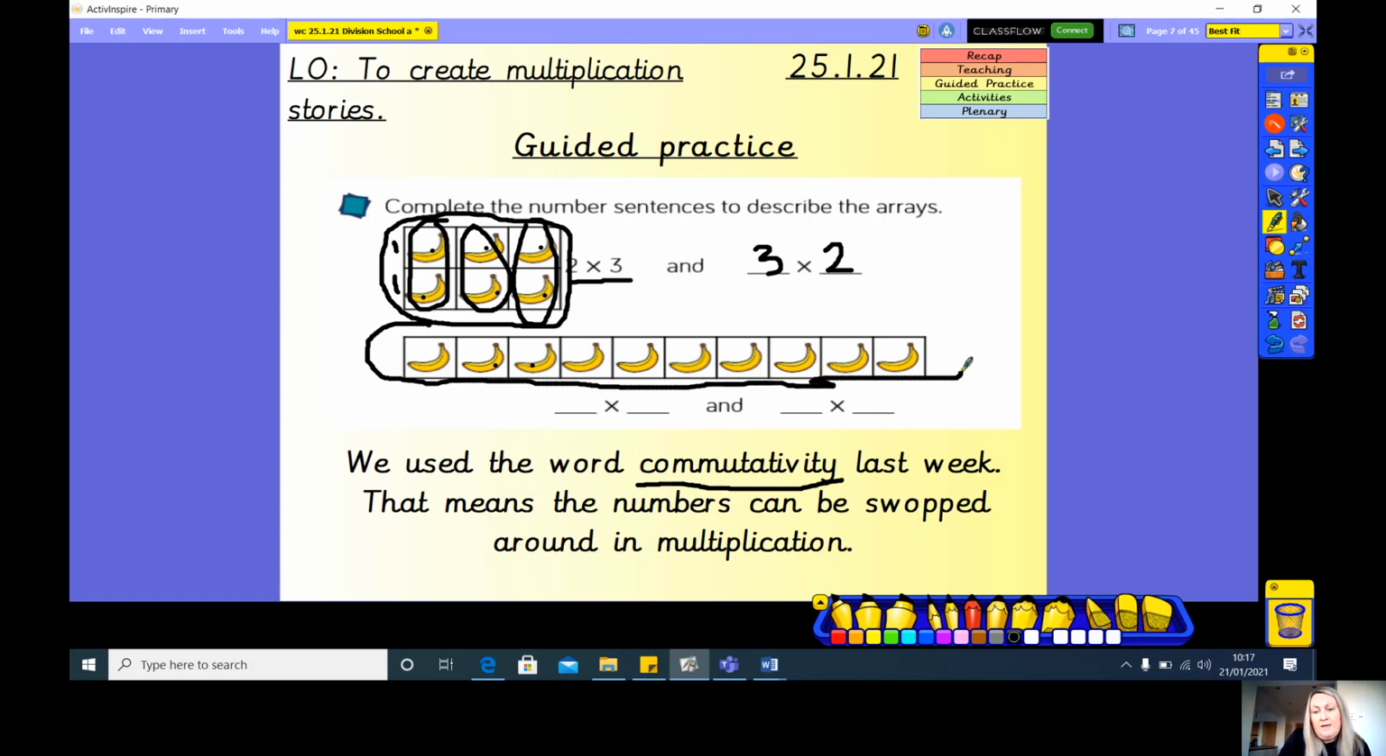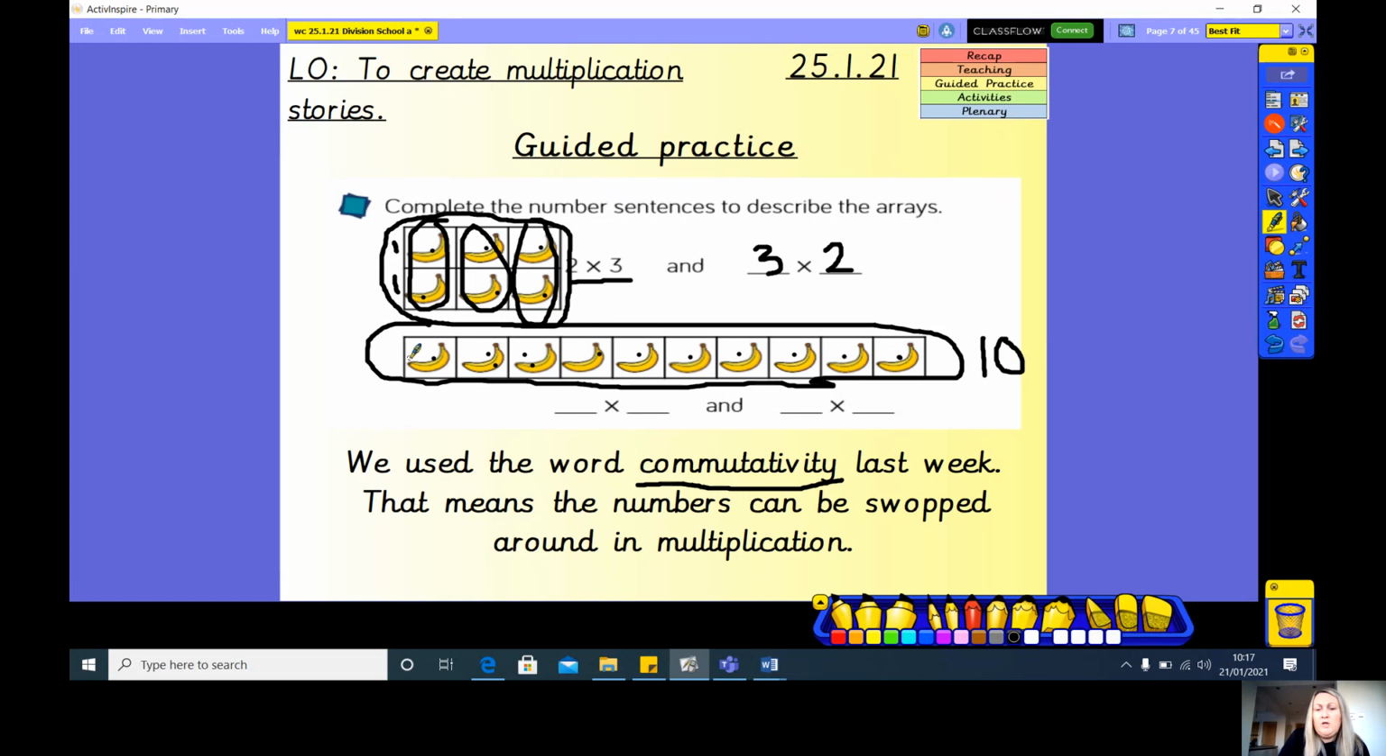Let's have a look at these bananas here then. Shall we count how many there are? 1, 2, 3, 4, 5, 6, 7, 8, 9, 10. There are 10 bananas there. Did you get that number as well? Excellent. So let's write this as a number sentence, a multiplication number sentence.